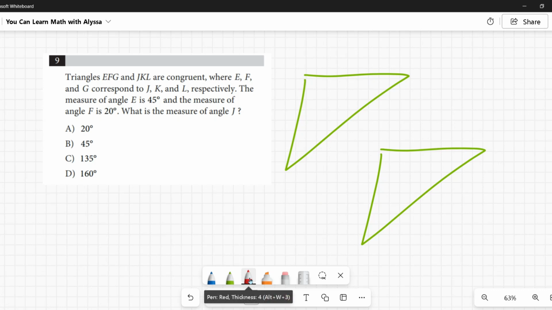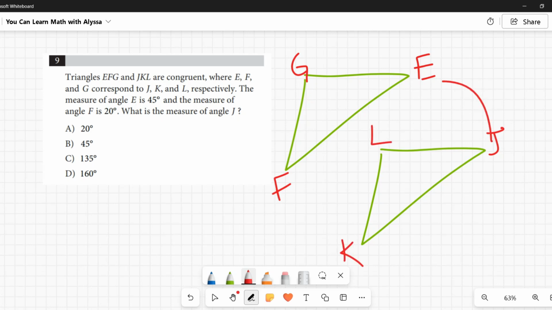And EFG, so okay, let's call this EFG. I didn't draw it to scale, but that's a little closer to what they did. I wasn't looking ahead. Shame on me. So E, F, and G correspond to J, K, and L. So I want to make sure I am writing corresponding. E corresponds to J, F to K, G to L.